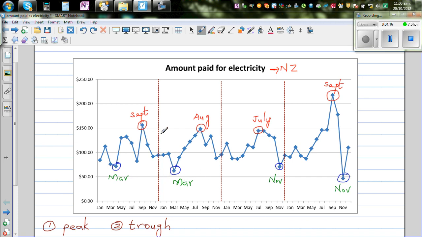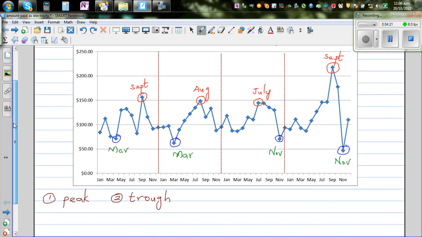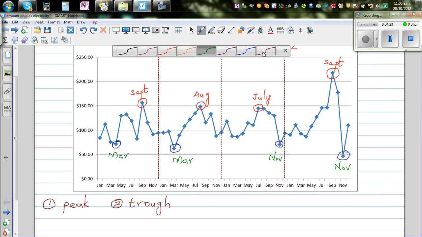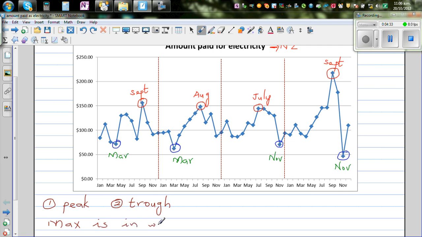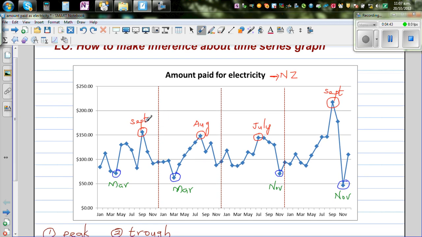Okay, so now the next thing that you are looking at is, one inference that you can make is that the maximum is in winter months, which is July, August. This can be the amount that is paid in September, so actually the electricity was used in August.